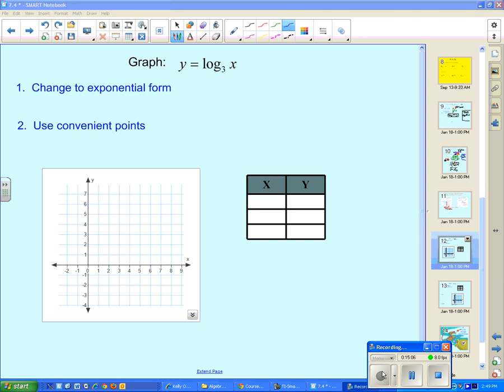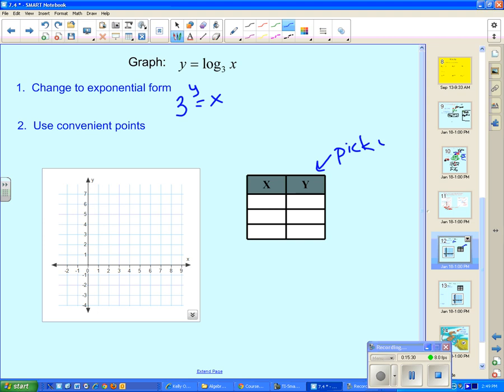So again, we're not switching x and y, right? We're just converting. So same base in my log is base in my power. So I have 3 to the y equals x. Now that looks funny, right? Because x and y aren't supposed to be there. But that's the equivalent form to our log. So instead of picking x's like we normally do, pick your y values. So you can use whatever 3 y values you want: -1, 0, 1, or 0, 1, 2, however you want to do it. You put in y values and figure out what x should be.